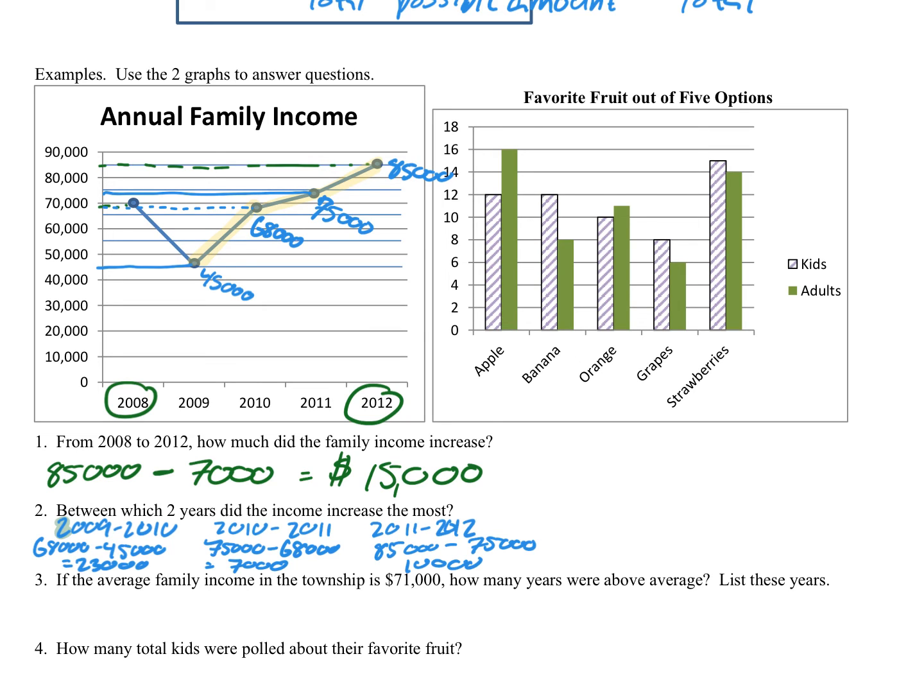All right, so once we do that, we can see that right here from 2009 to 2010 was our greatest increase in income. So we can say that between 09, we can shorten it, and 10 was the greatest increase.